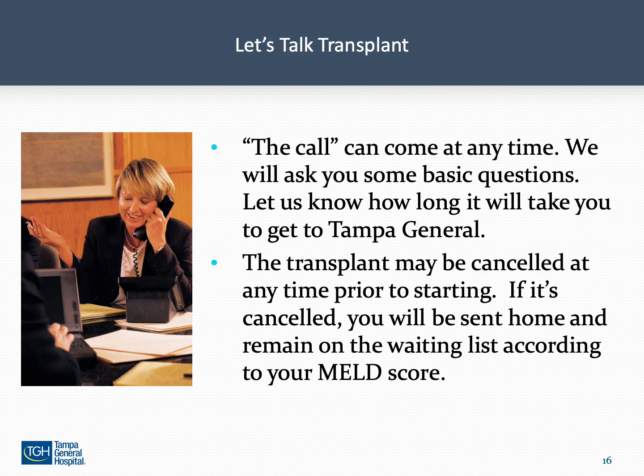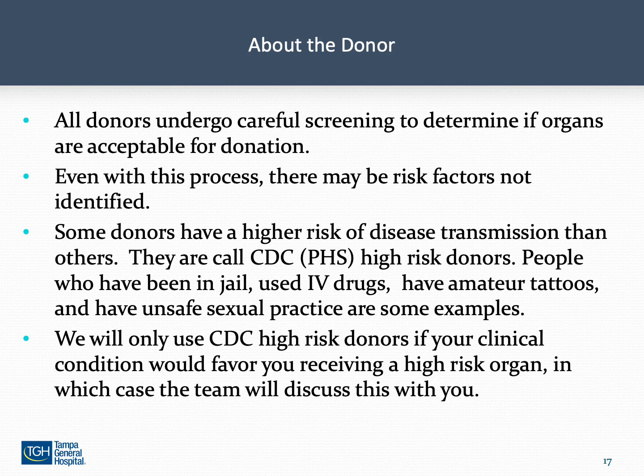Let's talk about transplant. The call can come at any time. We will ask you some basic questions. Let us know how long it will take you to get to Tampa General. The transplant may be canceled at any time prior to starting. If it is canceled, you will be sent home and remain on the waiting list according to your MELD score.